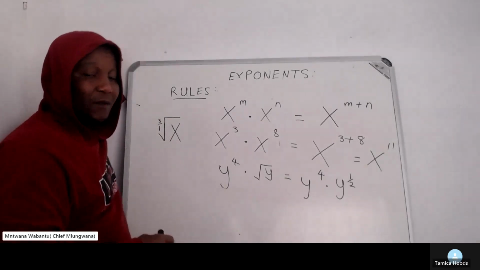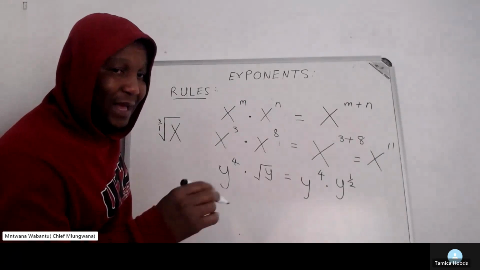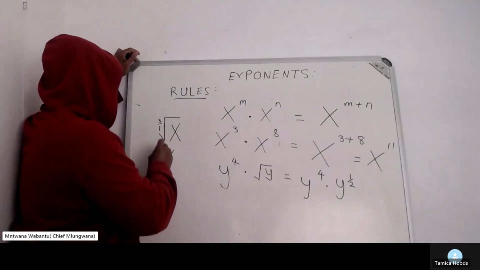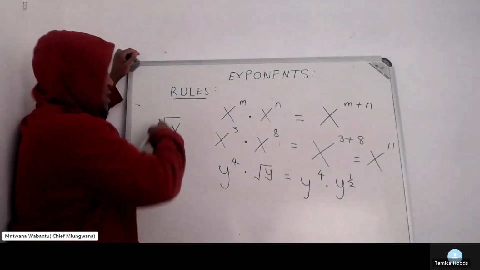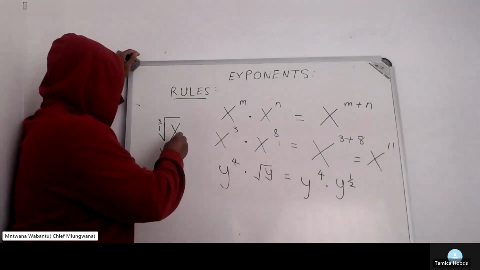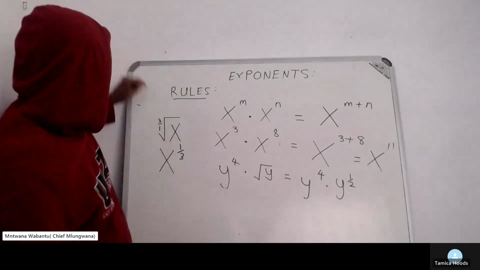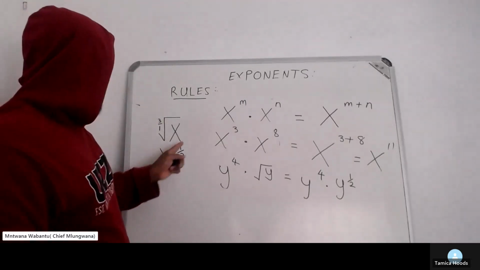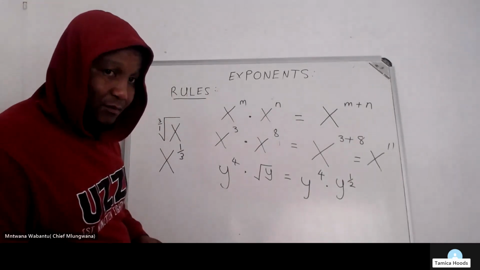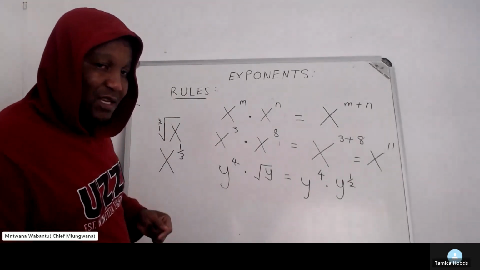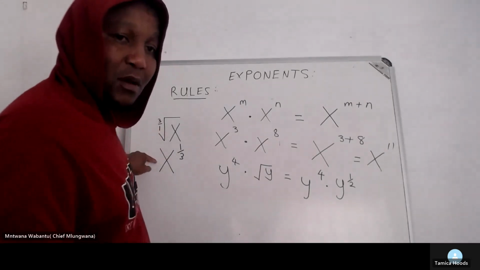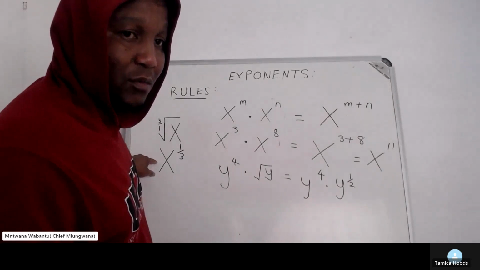So if I want to remove the root, I'll leave the root and write only my x, and then I'll flip this number. It's 3 over 1, and then I'll flip it. It's going to become 1 over 3. Flip it. Are you with me? Yes, I'm with you. So you have changed this number from the root form to the exponent or power form. That's how you do it.